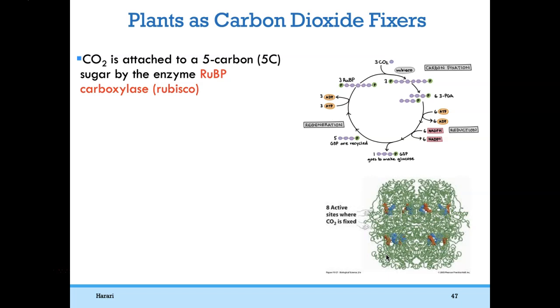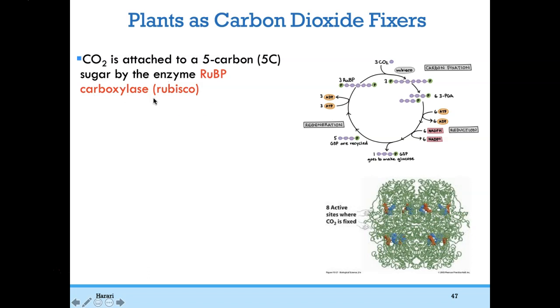Good. So what plants can do is they fix carbon dioxide. This is called carbon fixation. Plants and other autotrophs can take the carbon from carbon dioxide gas and fix it, quote unquote, into the bonds of a carbohydrate. We're taking the carbon from carbon dioxide in the atmosphere and attaching it to a 5-carbon sugar by the enzyme RuBP carboxylase, also known as Rubisco.